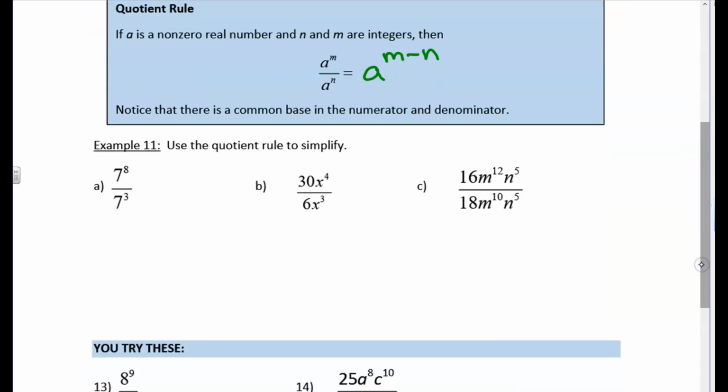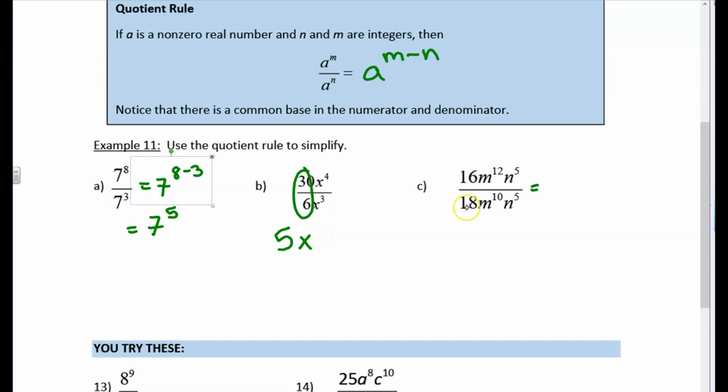So coming down here, let's simplify these. 7 to the 8th over 7 to the 3rd is 7 to the 8 minus 3, or 7 to the 5th. Here, we're going to always divide our coefficients first, which gets me 5. Then I have x to the 4th over x cubed. We subtract to get x to the 1st power.